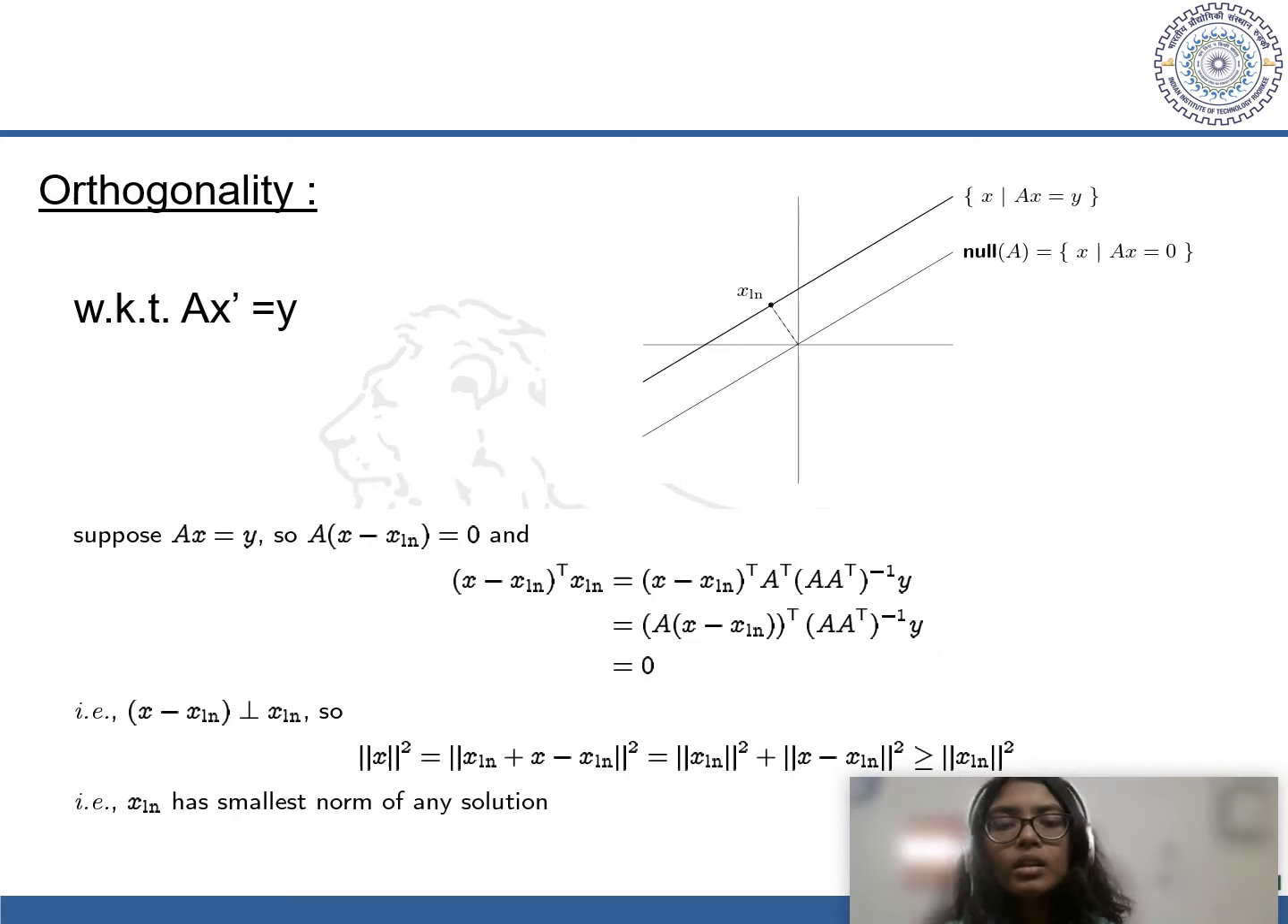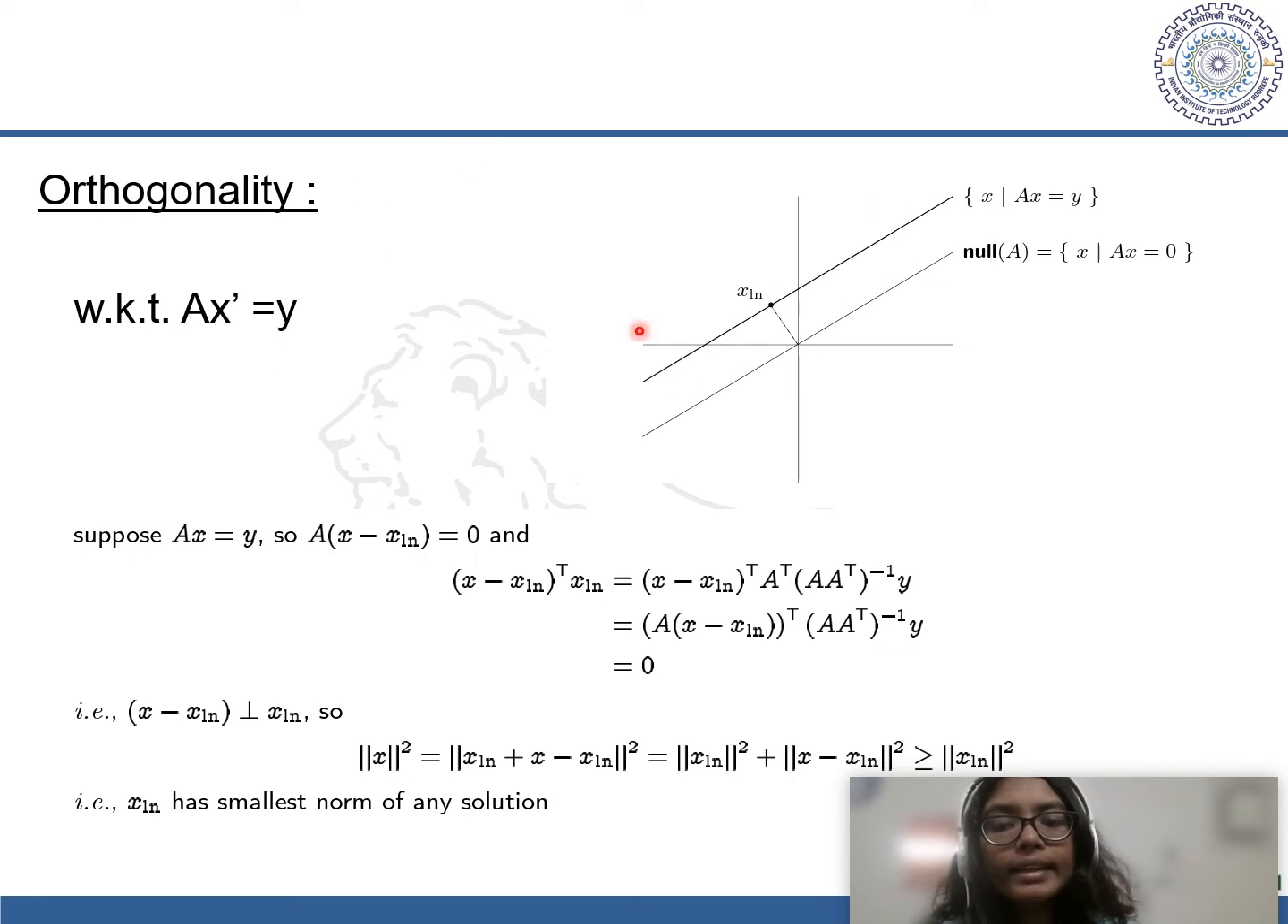Now let's see the orthogonal point of view of the problem we discussed till now. This is the x and y axis, and let's assume two lines. This line consists of all x such that Ax equal to 0, that is, this line is the null space of A. And let this be the line consisting of all x such that Ax equal to y. We know that A x dash equal to y, the x dash we have seen before.